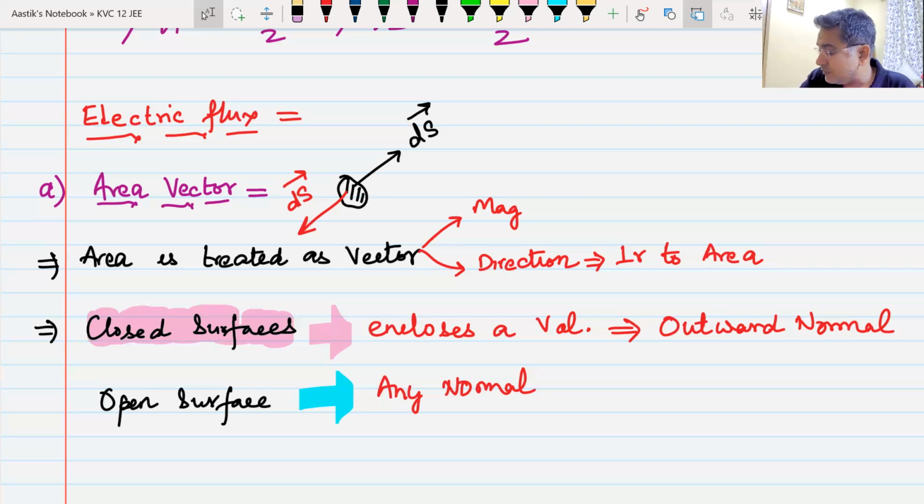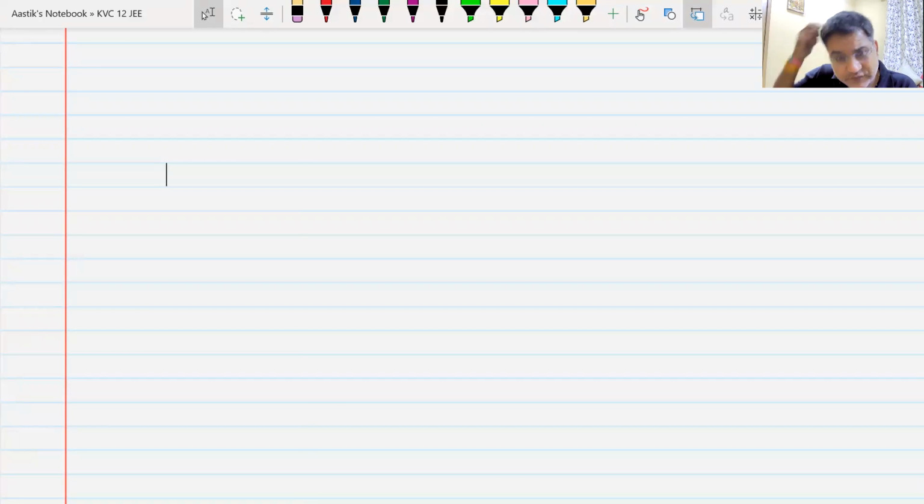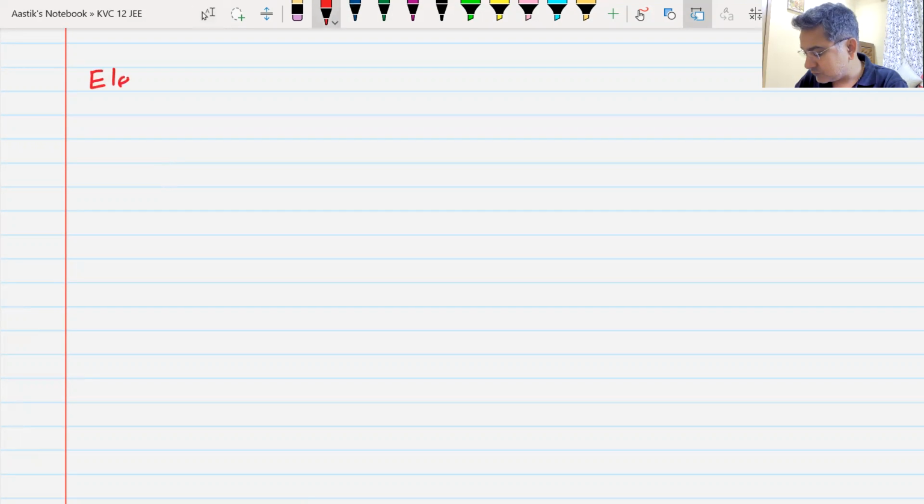Now, as soon as we move on to the term electric flux, what do you mean by the flux of any field? This flux is defined for any field which is a vector field. So it would be gravitational flux as well. It could be magnetic flux as well, because magnetic field is also a vector field. So this flux is always defined for a vector field. What do you mean by electric flux?